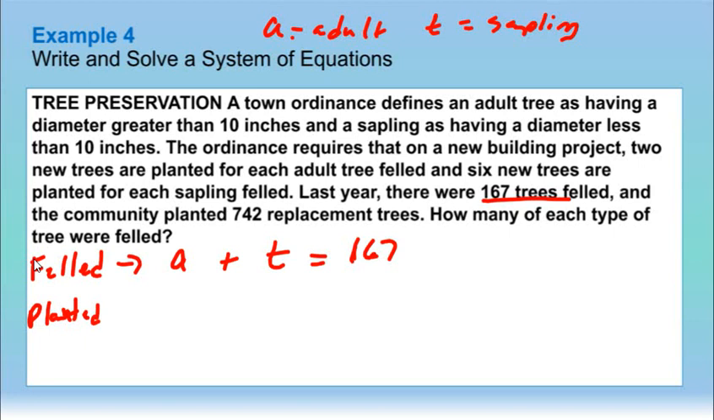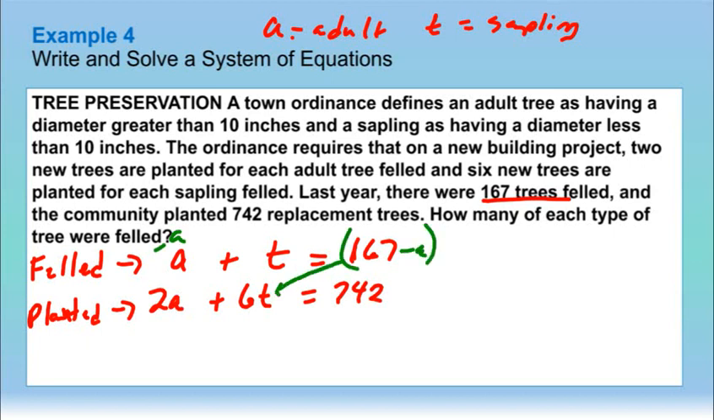The other one, planted: they plant 2 for each adult tree that fell, plus 6 for each sapling that fell, and that was a total of 742 trees. We need to solve for this one. So I'm just going to solve for T first. I'm going to subtract A and then substitute that in for T here. So I have 2A plus 6 times 167 minus A equaling 742.